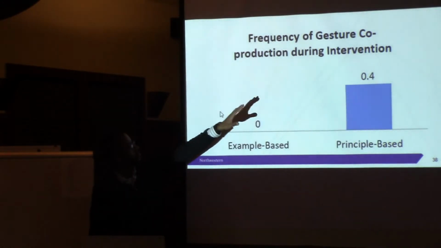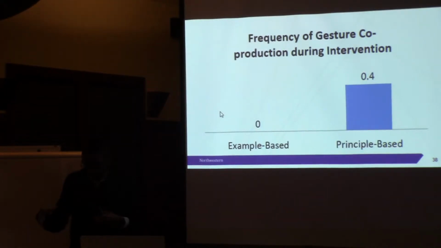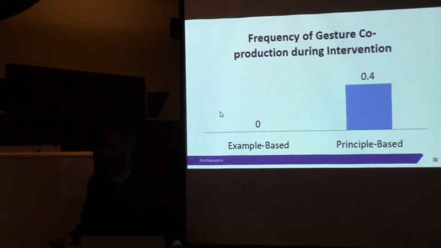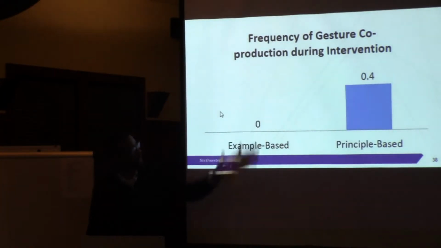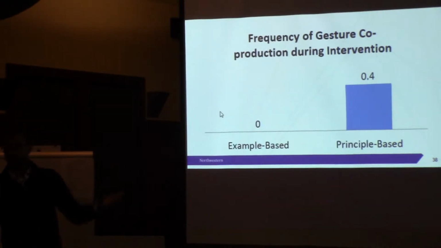So I look at the frequency of gesture co-production during the intervention. Gesture co-production being two individuals both doing something with the material at the same time. Here you see that in the example-based reason condition, it really hardly ever happened. In the principle-based reason condition, it happened about 40% of the time. So this is one way of slicing your data.